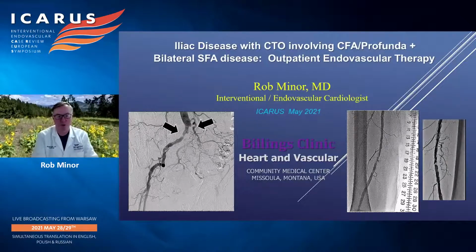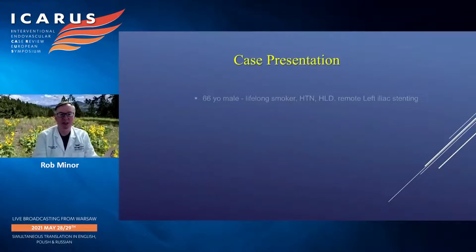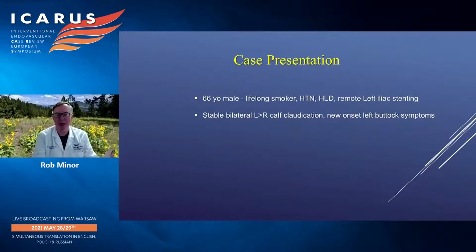As you can see here, there's a long chronic total occlusion of the left iliac artery extending into the common femoral artery and severe focal calcified bilateral SFA disease. This is a 66-year-old male with multiple risk factors for vascular disease who had undergone left iliac artery stenting in the past. He had stable bilateral calf claudication, but a new onset of left buttock symptoms.